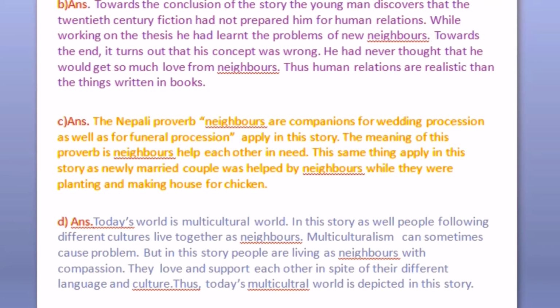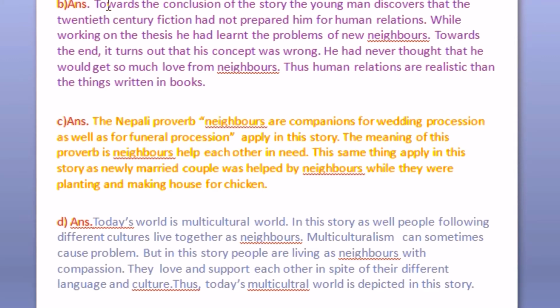Let's answer question number B. The question is, the last sentence of the story reads, the 20th century novel had not prepared him for this. In your view, what differences did the young man find between 20th century novels and human relations? My dear, the answer is, towards the conclusion of the story, the young man discovers that the 20th century fiction had not prepared him for human relations.